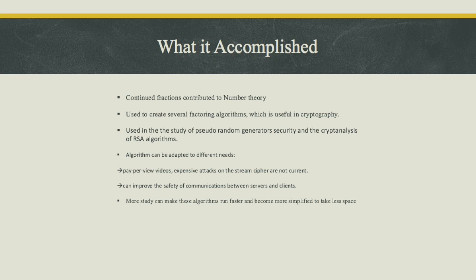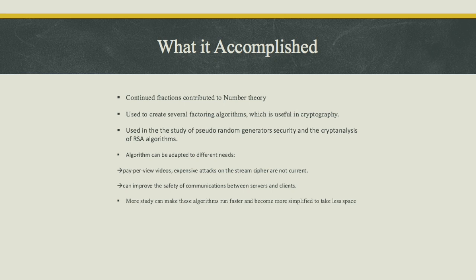One area that continued fractions contributed to is number theory, by being used to create several factoring algorithms, which is used in cryptography. The use of continued fractions in cryptography dates back to the late 80s and covers the introduction of algorithms used, the study of pseudo-random generator security, and the cryptanalysis of RSA algorithms.